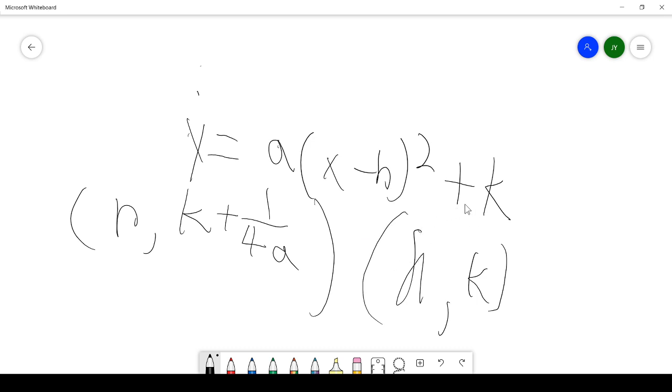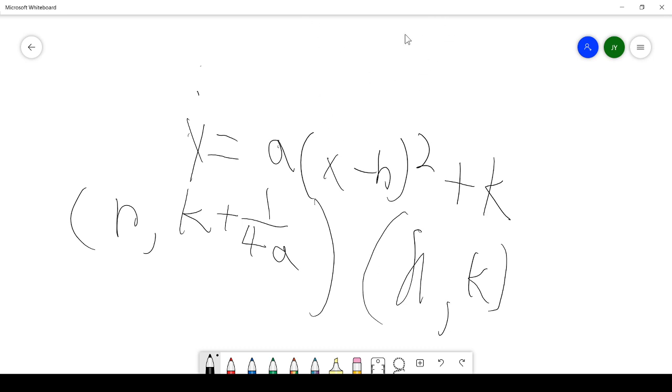And this is the point of the vertex. You can see the only difference here is the value of a, this value that you add of 1 over 4a. In some ways, it makes sense.